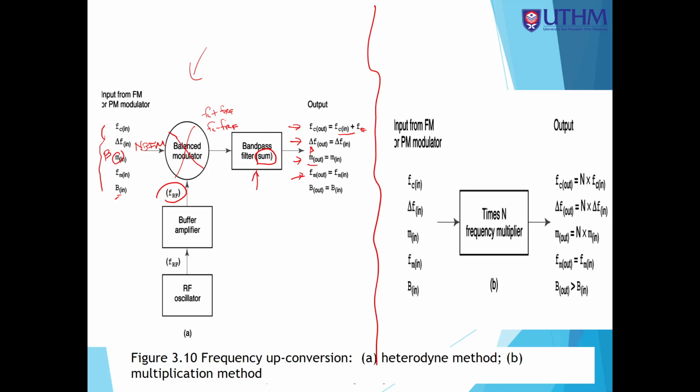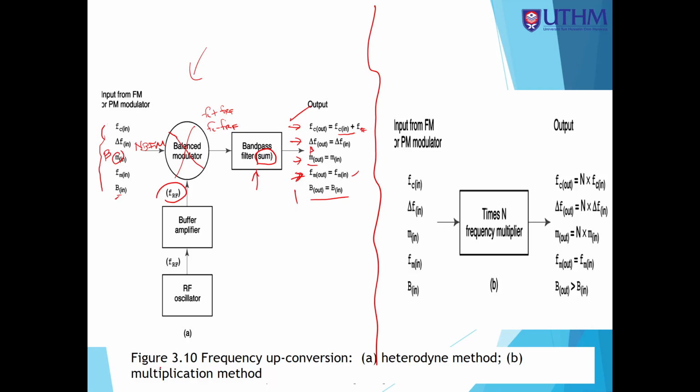The modulating signal frequency remains the same. Bandwidth also remains the same. Output is the same as input. So you see that in the heterodyning process, only the carrier frequency will change. The other modulation parameters do not change. So this is using the heterodyning method.